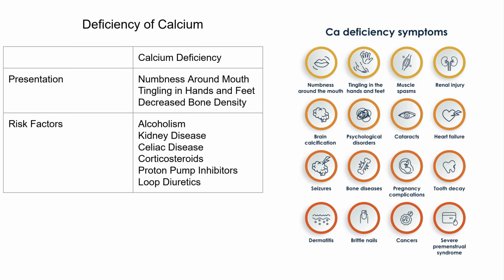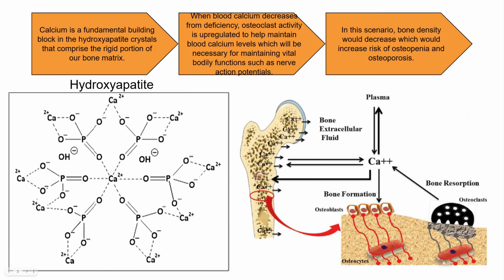Firstly, we're going to go into the very basics behind deficiency of calcium. Then we'll break down the science behind why patients are presenting the way that they do. Then I'll give you some takeaways to help you identify this disease. When a patient has calcium deficiency, they can develop numbness around the mouth, tingling in the hands and feet, and decreased bone density. And we'll go further into the science behind these presentations and the risk factors later in this presentation. But I just wanted to provide you an idea of what we're going to be getting into in this lecture right here.